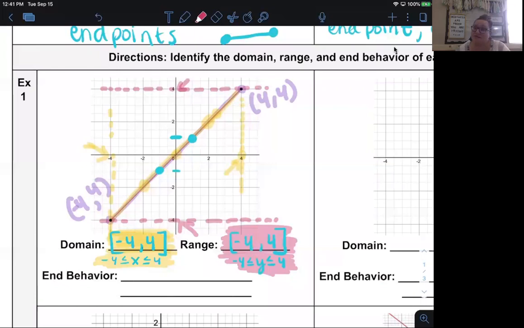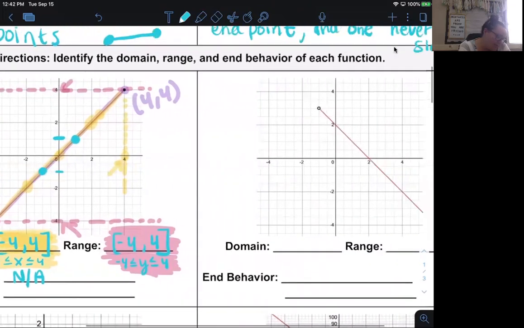Because this graph does not extend forever in either direction, we don't actually have to describe the end behavior of this graph. So for the end behavior this time, we're just going to say not applicable, NA. If the graph does extend forever in either direction or in one direction, then we're going to describe the end behavior for that.